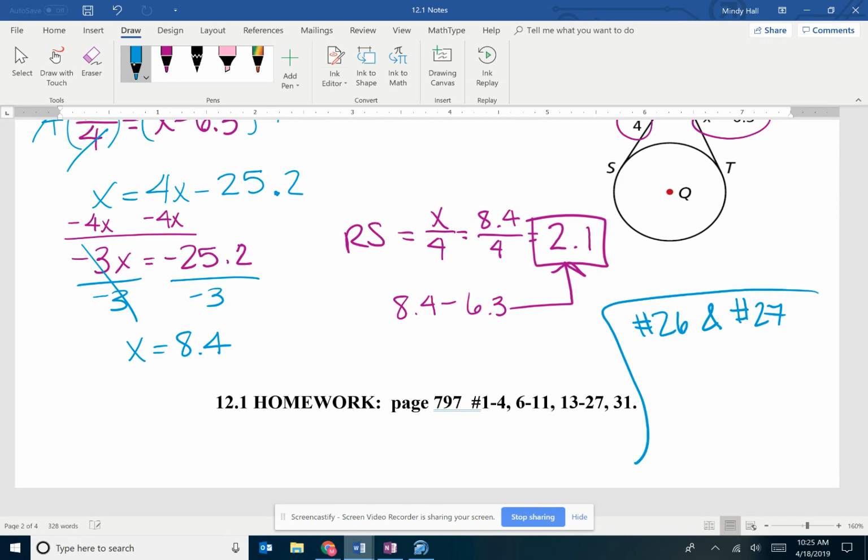You are going to have to use the formula 180 times n minus 2, and n is your number of sides.